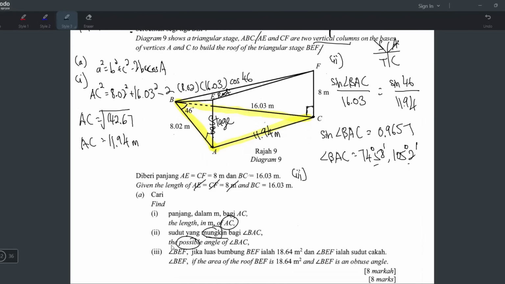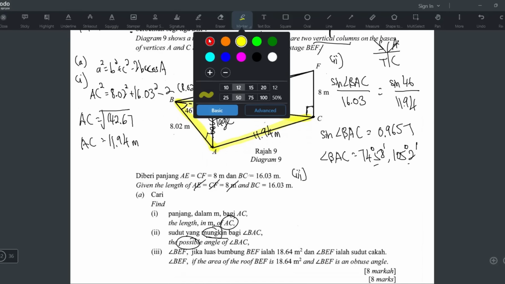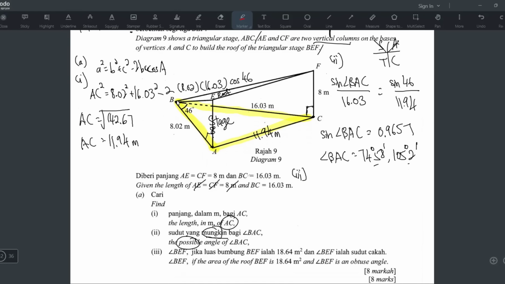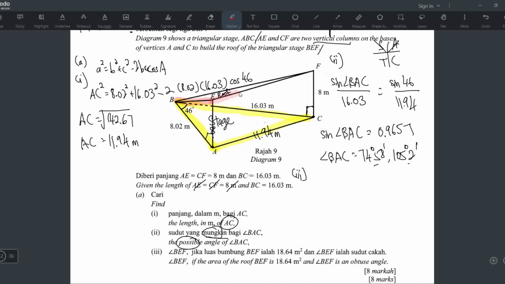Okay, now let's do number 3. Find the angle BEF. This one has to use another triangle already. Because BEF is this one, and then this one, right? So this is a completely different triangle already. So now they want to find this angle right here, BEF.